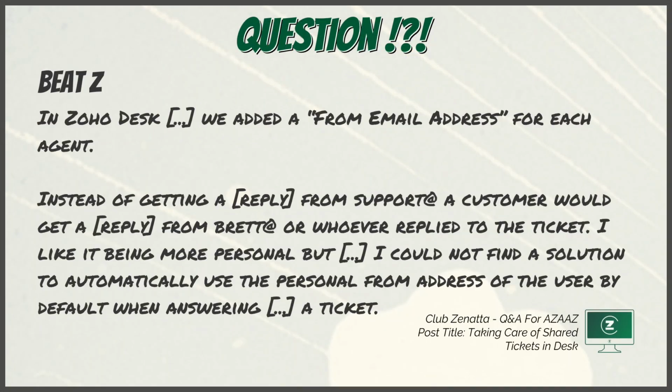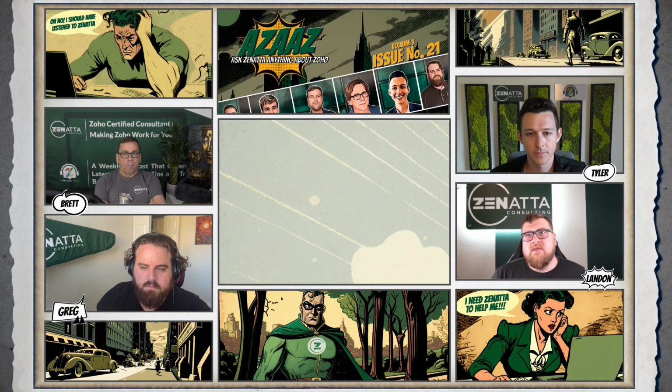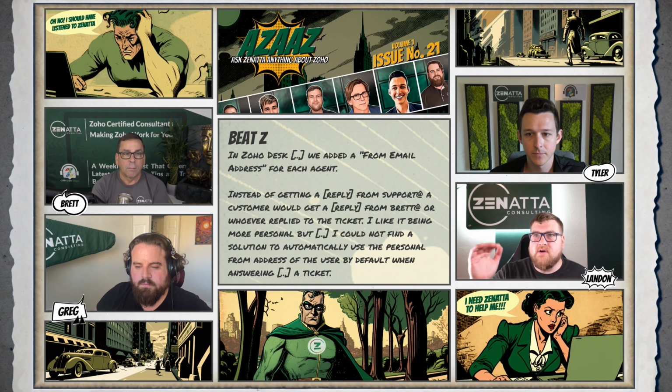All right, first one here, a question from Beat Z, asked on the Q&A for AZAAZ in Club Zenatta. He says, in Zoho Desk, we added a from email address for each agent. Instead of getting a reply from support at, a customer would get a reply from Brett at, or whoever replied to the ticket. I'd like to be more personal, but I could not find a solution to automatically use the personal address of the user by default when answering his ticket. So basically they're having to select the from address every time they go to do a ticket just so it shows up with their name.